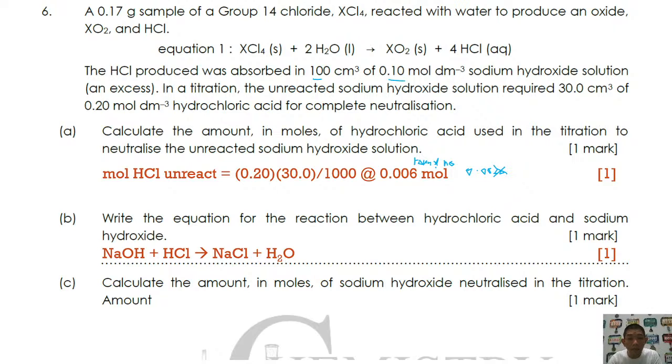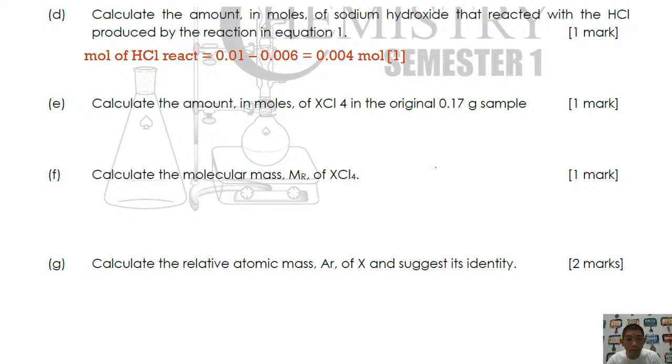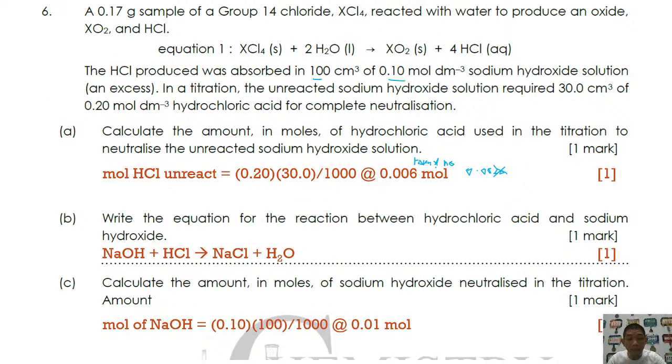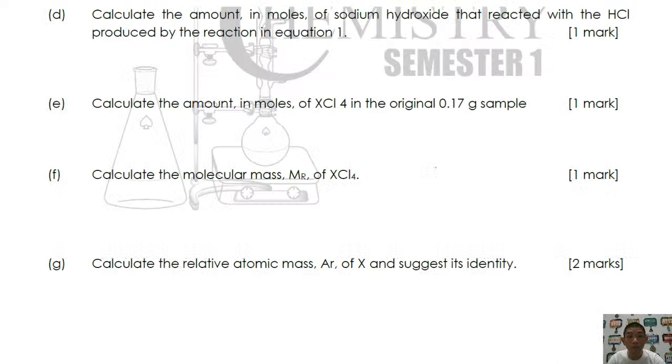So in here, you use the calculation, mole of NaOH is 0.1 times 100 over 1000, you get 0.10 mole. So eventually this is the total mole of the NaOH. So the unreacted HCl is 0.06. Then the question D will lead to you like this. Calculate the amount of mole of sodium hydroxide that reacts with the HCl produced in the question in number 1.